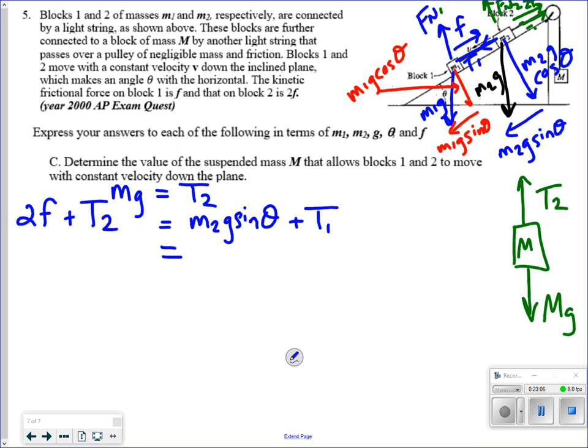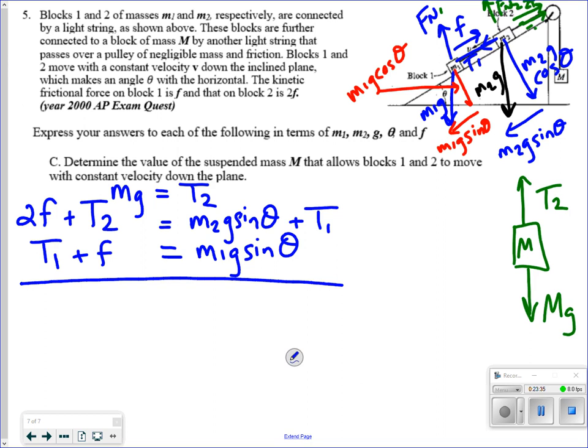Now my third one is for block number 3, which is, well, actually it's block number 1, sorry. It's the first one over here that we started with. So you want to look at your free body diagram and ask yourself, what is trying to go up the hill and what is trying to go down the hill? What's trying to go up the hill is T1, and then the friction. And what's trying to go down the hill is M1 g sine theta.